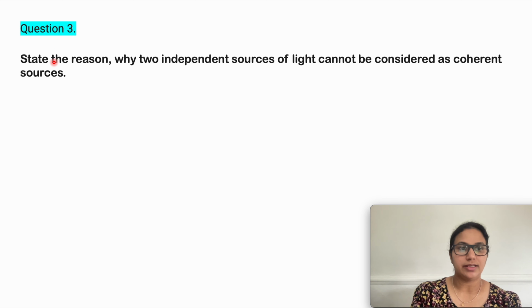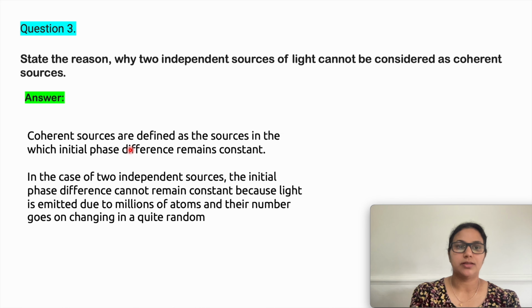Question number 3. State the reason why two independent sources of light cannot be considered as coherent sources. Coherent sources are defined as sources in which the initial phase difference remains constant, but in the case of two independent sources, the initial phase difference cannot remain constant because light is emitted by millions of atoms and their phases keep changing in a random manner.